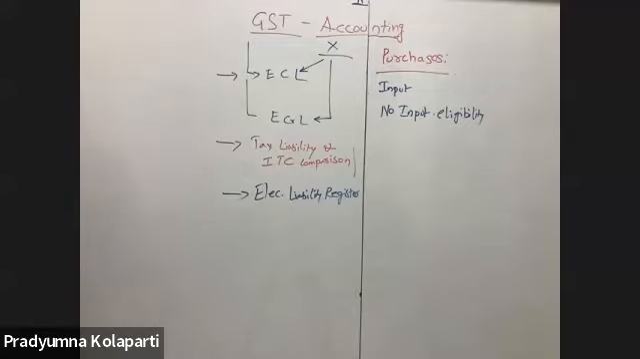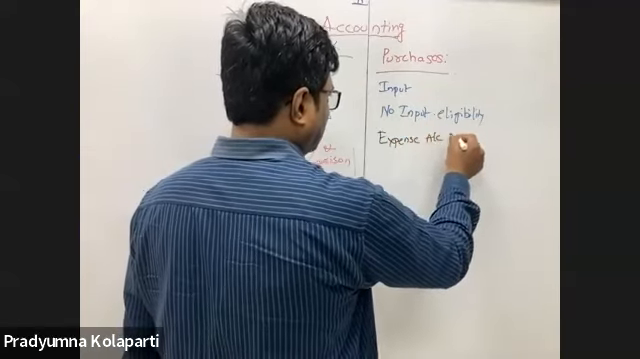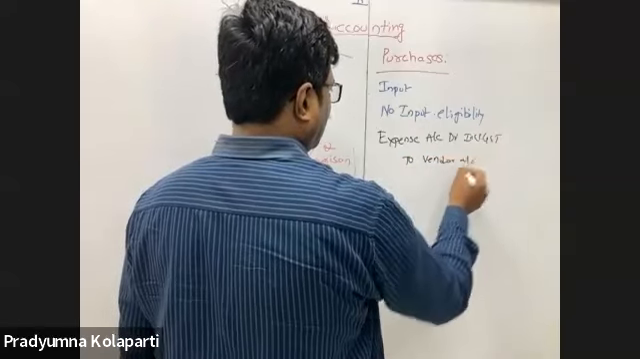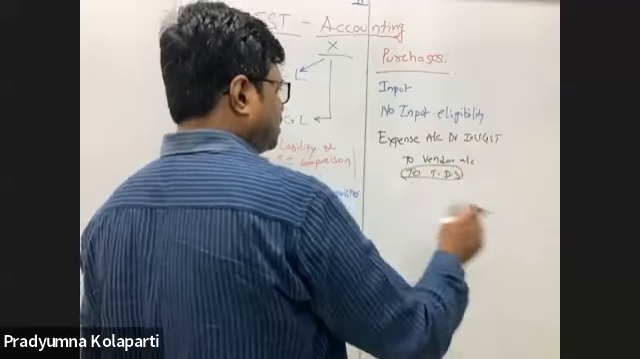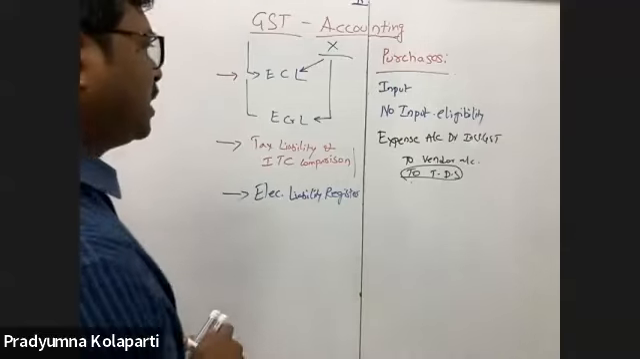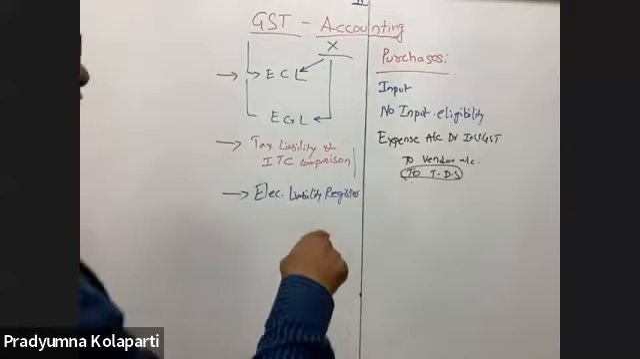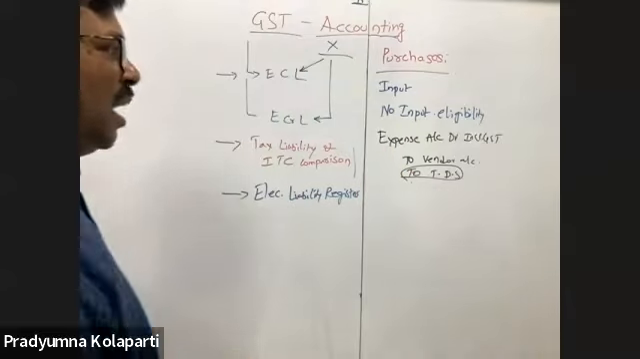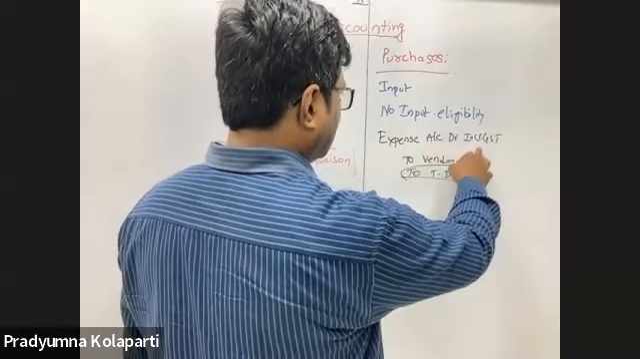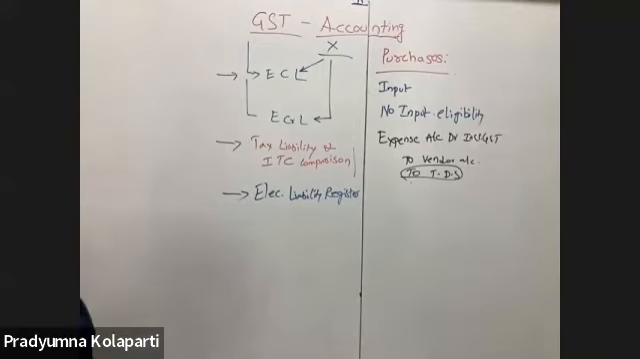In case input is not available, the accounting entry will be: expense account debit, including GST, to vendor account. If TDS is applicable, you will create a liability of TDS, otherwise you will not. I am not going into TDS aspects here, so I am just crediting it to the vendor. What I am trying to impress upon here is expense account debit, including the GST amount, because in this particular purchase, input is not available for whatever reason. So the entire amount you are taking into expense, and to the vendor account you are creating the liability. Fine.